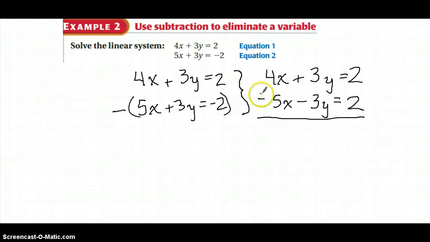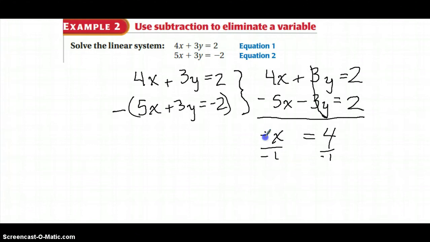And if I combine those, I'm going to have negative 1x, or negative x. If I combine plus 3y and negative 3y, they cancel out. And then finally, if I combine these numbers, they're both positive, so they're going to end up as 4. And so if I have negative x equals 4, obviously I trust you to be able to do the mental math in your head, but I'm going to show you the work anyway. I'm going to divide it by negative 1.